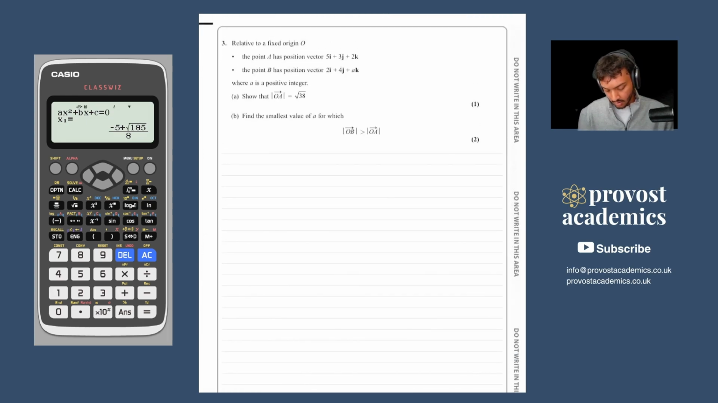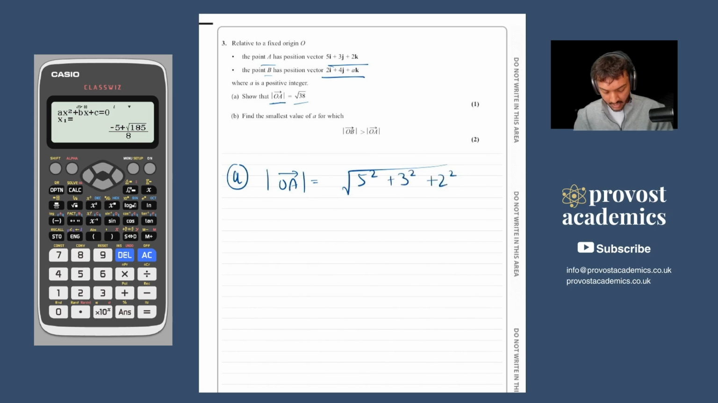Okay, next we've got position vector A, position vector B. We want to find the magnitude of the vector OA and show that that is root 38. So in this case, this is pretty trivial. All we really are asked to do is find the magnitude of the vector A, because the vector A is with respect to the origin. So what we're trying to do therefore is O to A is going to be equal to 5 squared plus 3 squared plus 2 squared. That's 25, 9 and 4. That should give you root 38.